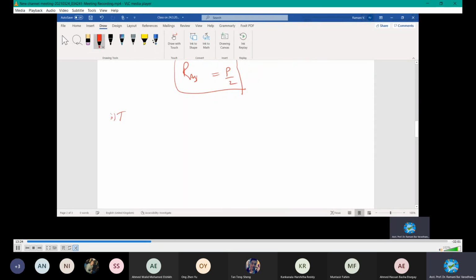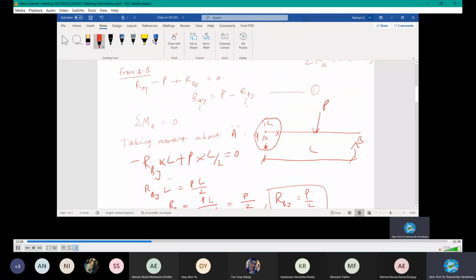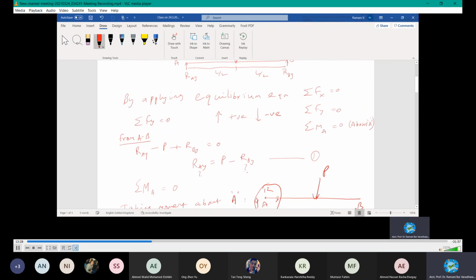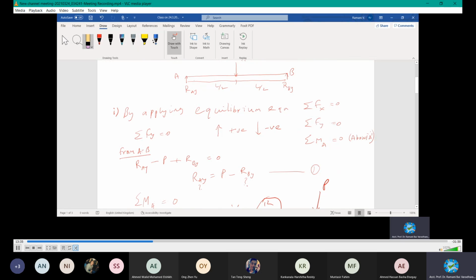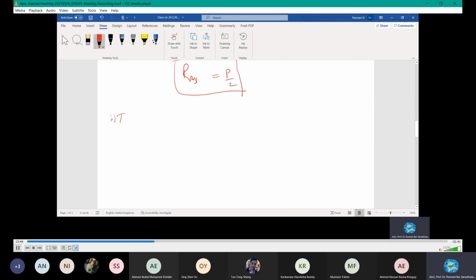The first step was finding the reactions by applying equilibrium of forces. The first type of solution is getting the shear force diagram. The second one I will do is the bending moment diagram. We will plot all the diagrams lastly, because I want to compare. Better to do it together in one diagram.